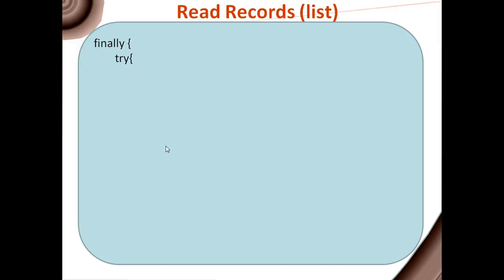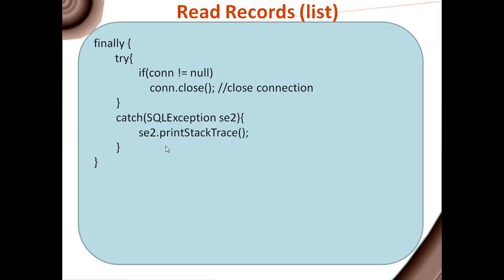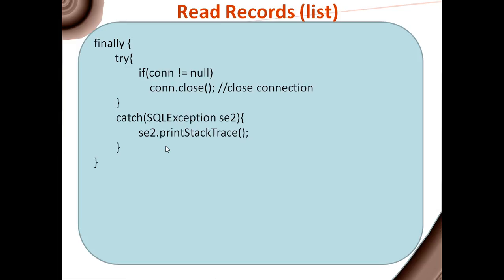Then coming to the finally block, which is the most important block. Here you will be checking whether the connection object is not equal to null. If it is not equal to null, then you are going to close the connection. So this is the right place to close the connection. Then if you have an issue with closing the connection, you can always have a catch where you can print the stack trace. So this is in general about reading multiple records from the database table.